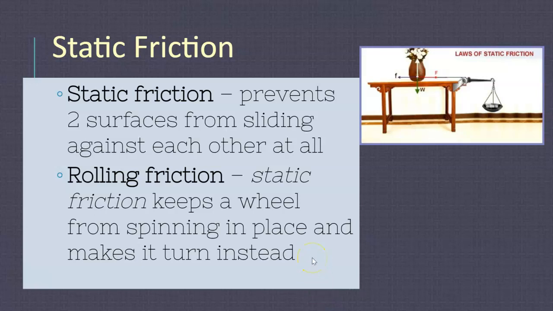So if you think about tires on a car, because there's rolling friction, that actually allows cars to be propelled forward instead of that tire just spinning in place on the car itself.